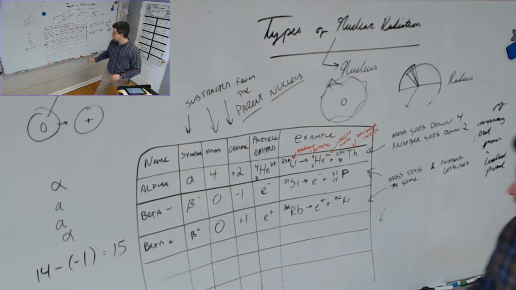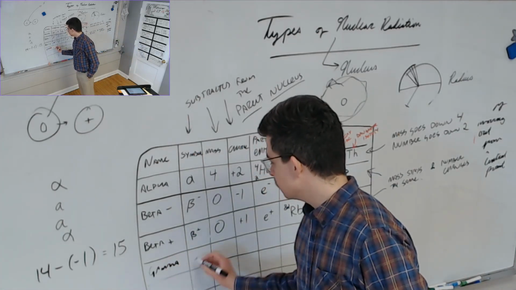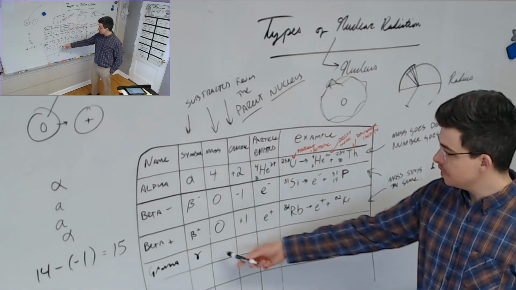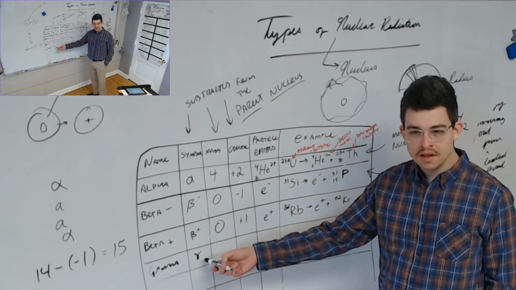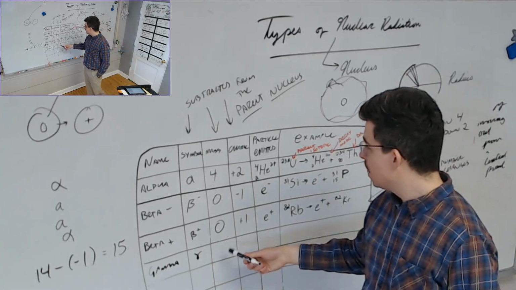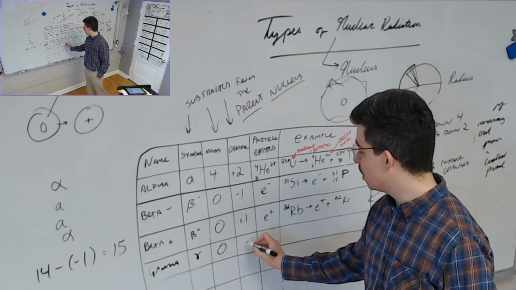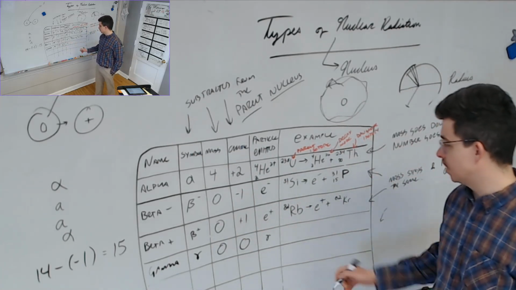The next one is called gamma. The symbol for gamma is another little fish, a fancy little upside down fish. I would say upside down fish, but fish can go any way they want, so it's just a normal fish. Mass, 0. Charge, 0. Well, that makes it easy. The symbol, we just use the same symbol again. This one makes it really easy.